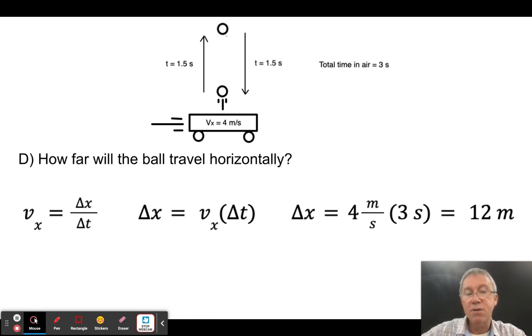How far is the ball going to travel horizontally? Now, to solve a horizontal equation, there's no acceleration, so I have to use this equation. This is the only equation you use for non-accelerated motion. If I rearrange this to solve for delta x, delta x is equal to the x velocity times the time the object is in the air. Well, we use the vertical motion. It went up for 1.5, it came down for 1.5, so it's in the air for 3 seconds. So I substitute that value in here, and I see it's going to travel 12 meters horizontally.